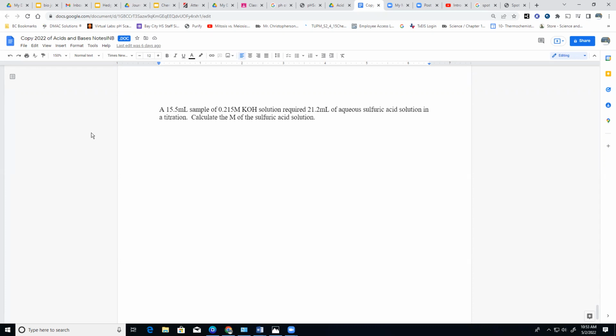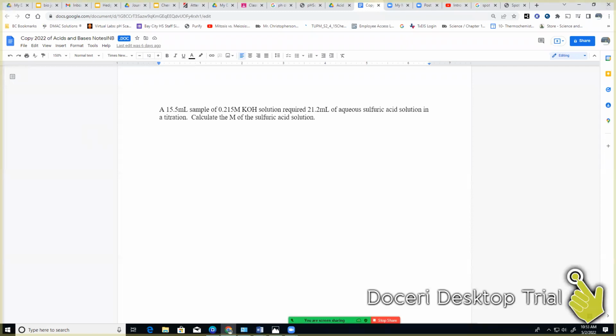Anybody get an answer for this one? 0.0786 molar. That is correct. 3 sig figs. Does anybody need me to go through that, work it out? The only thing that would have messed you up is that you didn't write your sulfuric acid and you had your H as just 1 for your acid instead of 2.